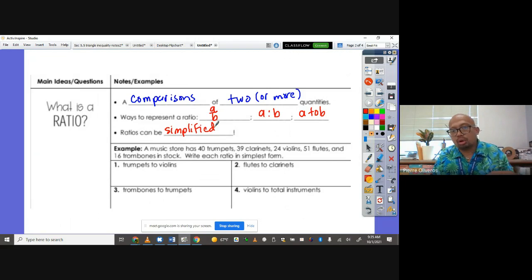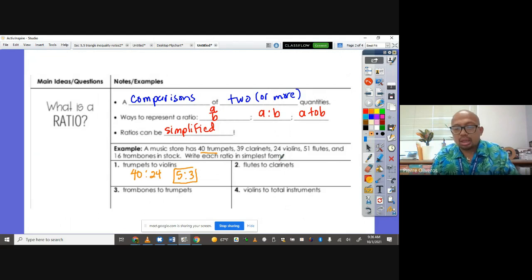Okay, let's do this example here. A music store has 40 trumpets, 39 clarinets, 24 violins, 51 flutes, and 16 trombones in stock. Write each ratio in simplest form. Trumpets to violins. How many trumpets do we have? We have 40. And we have how many violins? 24. So the ratio will be 40 is to 24. Now we have to simplify it. Both of them are divisible by 8. 40 divided by 8 is 5. 24 divided by 8 is 3, since 8, 16, 24. 5 is to 3. Very simple, right?